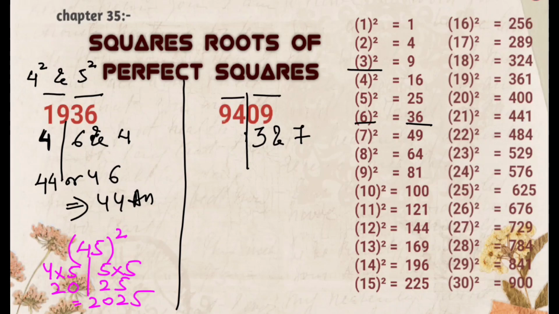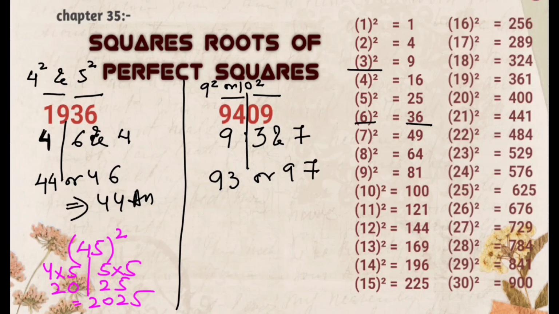Now in the first partition we have 94. So 9 square is 81 and 10 square is 100. So we have to take the smaller number. It is going by 9 square, that is 81. So in the first partition we get 9. Now we have two options, either 93 or 97 is the answer.